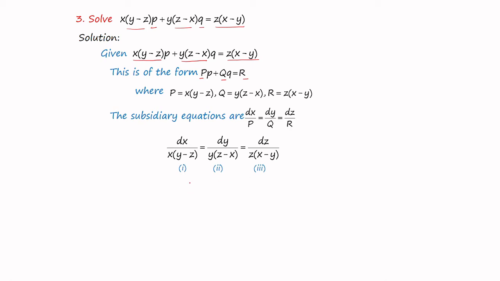Is grouping possible? Check it out. Suppose we take 1 and 2: dx by x into y minus z is equal to dy by y into z minus x. Is grouping possible? Here xy is there, xz, yz and yx. Here z is present. xy alone, after this z is present, it does not get cancelled. It does not get cancelled when you group xy minus xz, yz minus yx. Here yz is there, here xz is there. So it does not get cancelled.